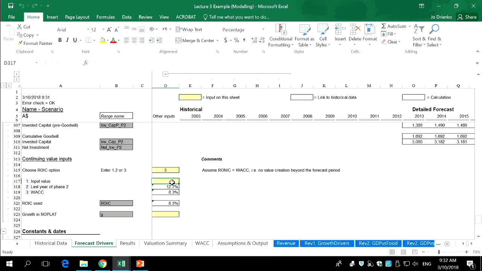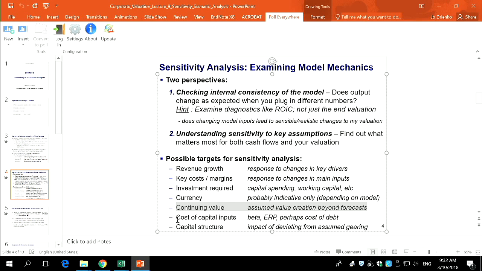ROIC that you input. We use option 3 in the course, but you don't have to. It's not a requirement. You can use option 1 and then see how sensitive your value and value per share is to changing these inputs here. Yeah. Cost of capital, WACC, of course. Every single cash flow in a discounted cash flow setup is discounted at WACC, so you need to play games. You need to see how sensitive your valuation is to beta, right?